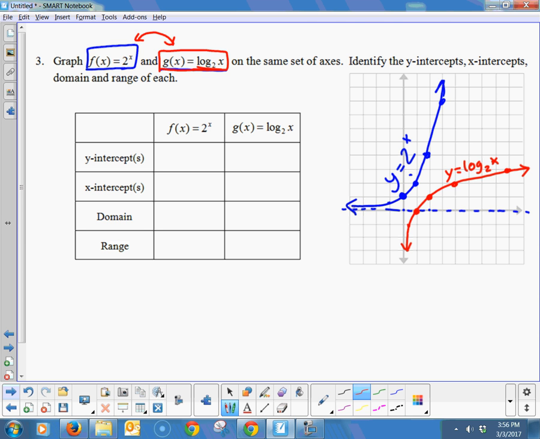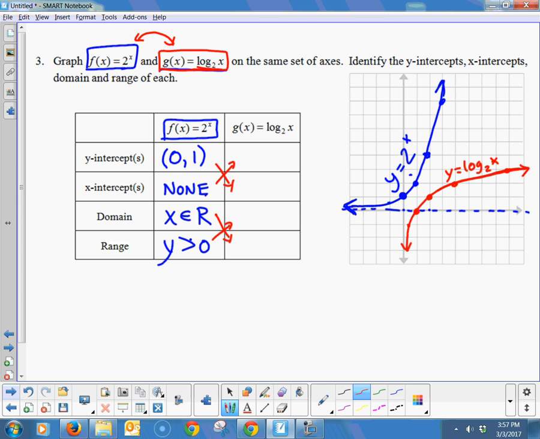Alrighty. And as for this table, looking at my 2 to the x graph, it has a y-intercept at 0, 1. It has an x-intercept? It doesn't. The domain is what the x is, how far back and forth my graph goes, and it goes on forever. And the range, it bottoms out there almost at 0, so y is always greater than 0. Now, if you know how to cheat and swap these things, that's a good thing. Otherwise, you could look at the graph.